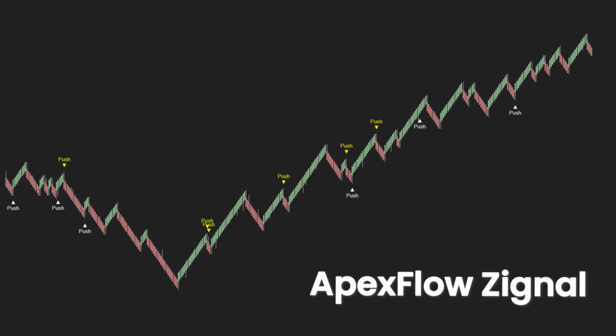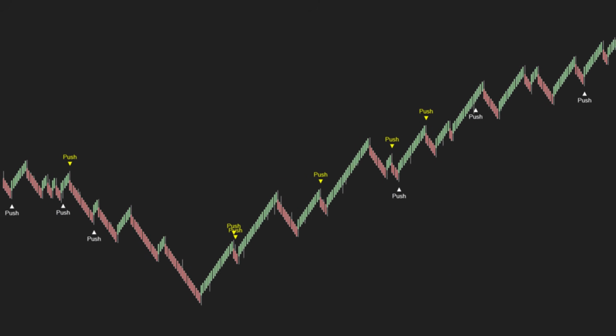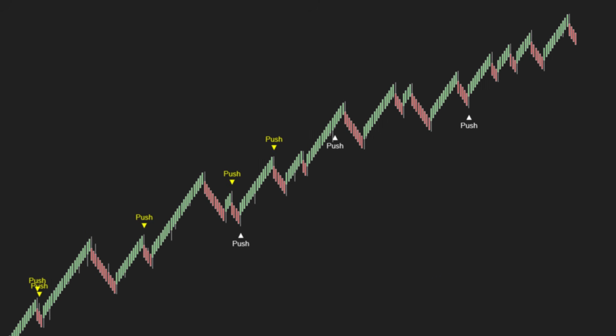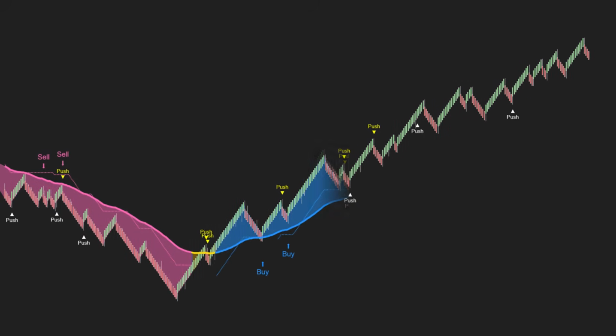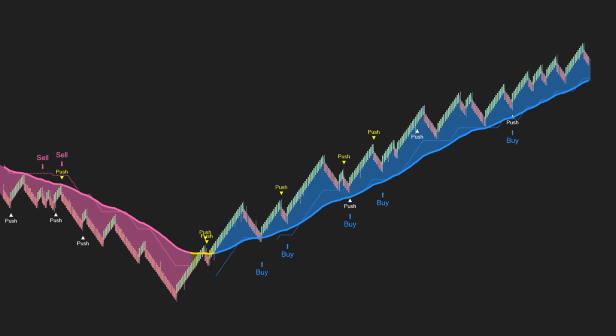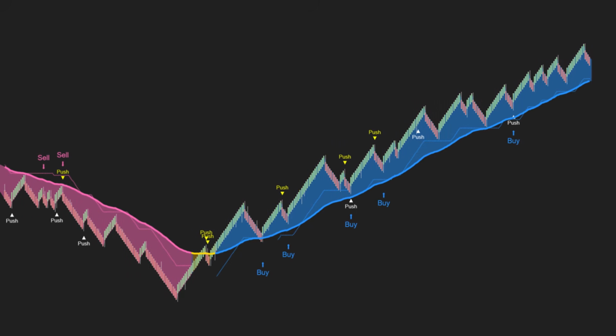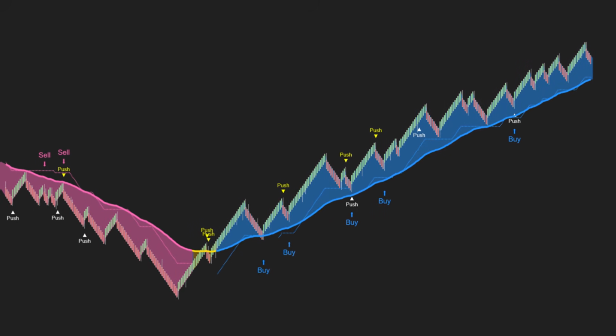Hello everyone, this is ApexFlow Zignal, a trading system that delivers 5 different types of signals through fully automated order flow analysis. And this is ThunderZilla, a complete trading system designed to cover everything from trade entries to exit management. Now we're going to combine both of these systems on Renko bars to create a complete trading strategy.